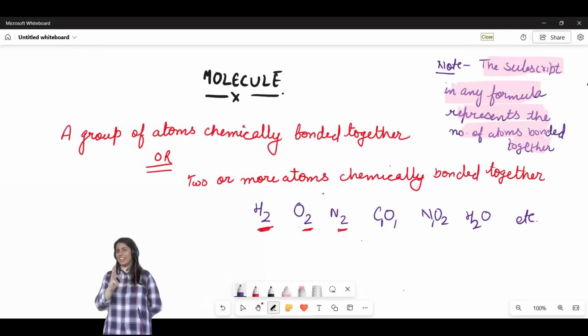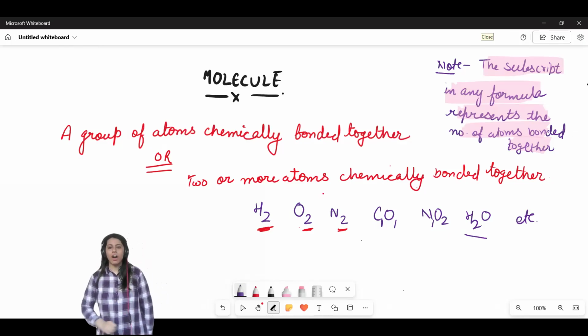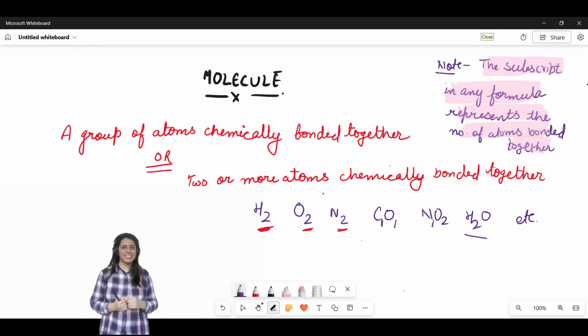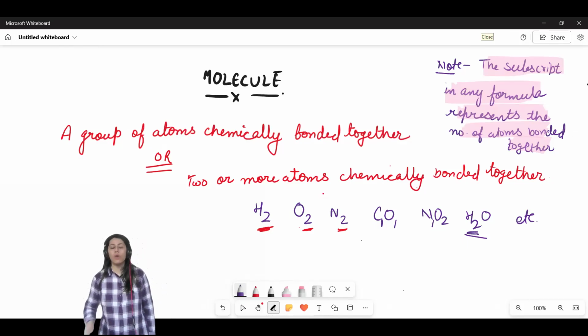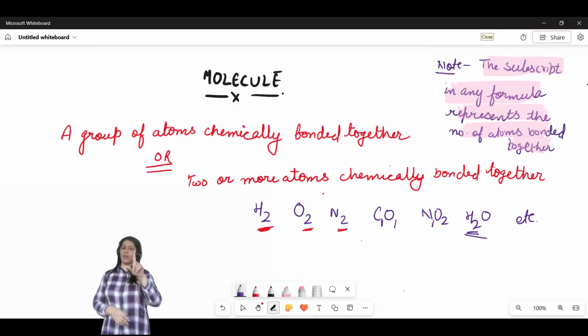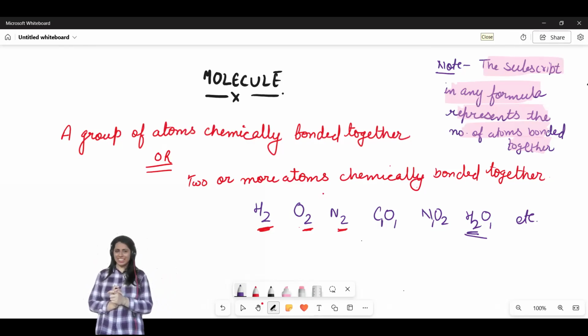I hope you're understanding this. In NO2, one nitrogen and two oxygen atoms are tightly staying together, and we say that they are chemically bonded. In H2O, how many atoms of hydrogen do we have? Come on. Yes, we have two atoms of hydrogen because it's a two here. And how many atoms of oxygen are there? One oxygen atom. So in molecules, we see that two or more atoms are bonded together. They are chemically bonded together, right? I hope we understood this.